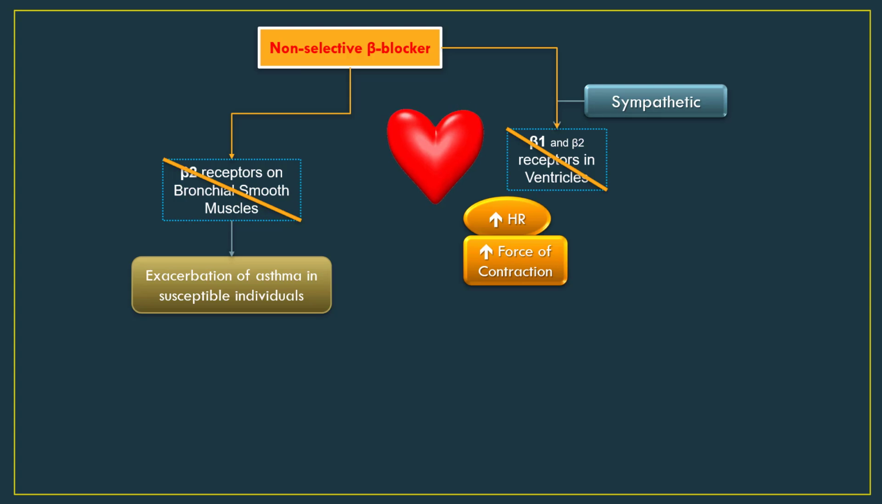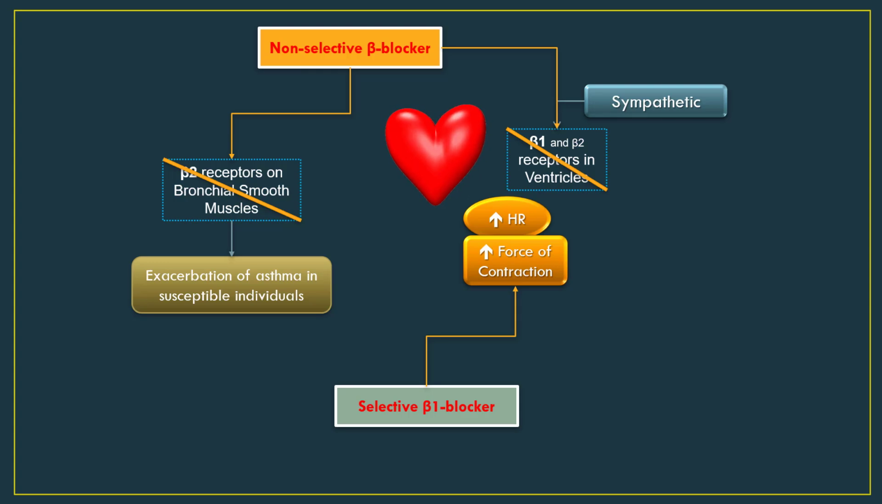How can you avoid this? By giving a selective beta 1 blocker. That will only bind to beta 1 receptors in ventricles, brings the heart rate down, brings the force of contraction down without causing bronchoconstriction and exacerbation of asthma. Usually, you don't use beta blockers in asthmatic patients unless there is no other option, because although selective drugs are selective, there is some cross-reactivity with other receptors. So as a matter of principle, this is an example which provides you with the concept that you can avoid certain side effects by using selective drugs.